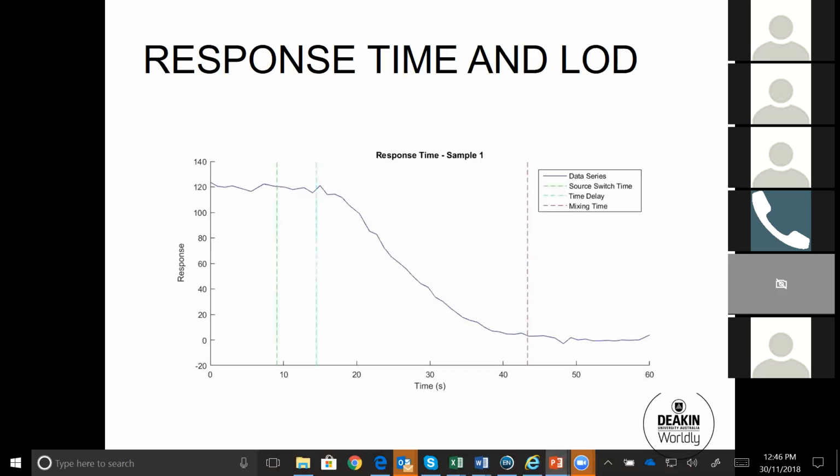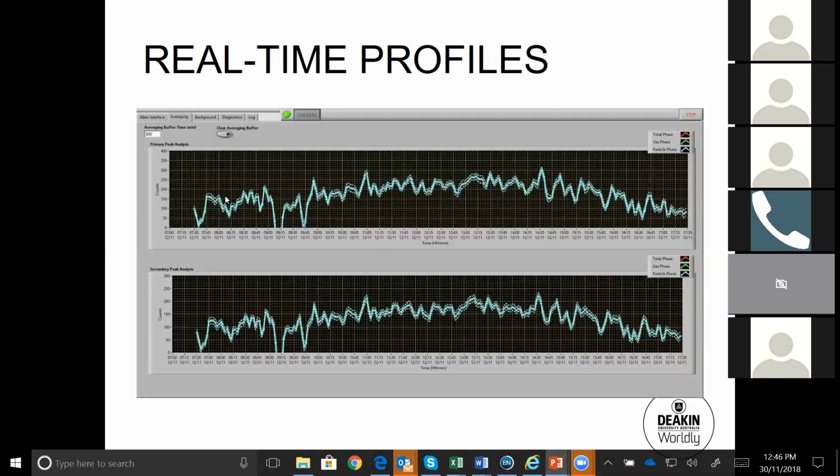The time delay is 6.3 seconds, and that is a factor that we included in our correction analysis. We have a mixing time of 32 seconds, so we need 32 seconds to switch between the gas and particle phase and to make the signal stable again. This is how our signal looks. As you can see, we have a total phase, then we have a filtered total phase or a gas phase, and then this blue signal is the result of subtraction of total phase minus gas phase.